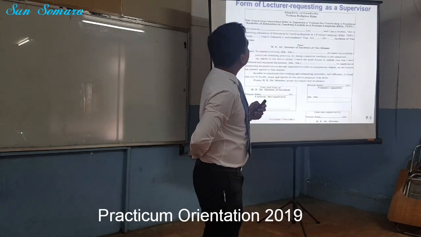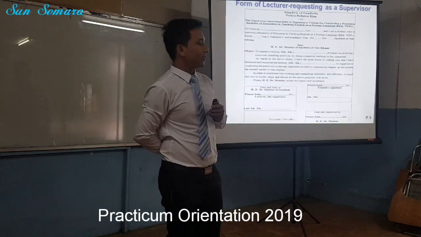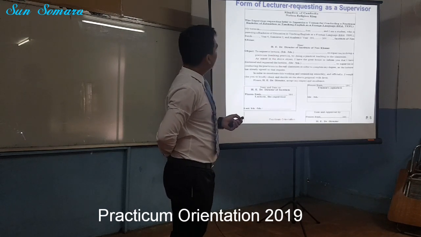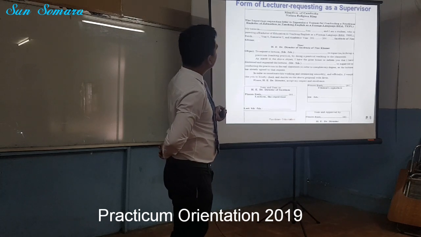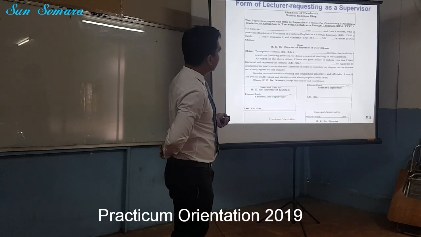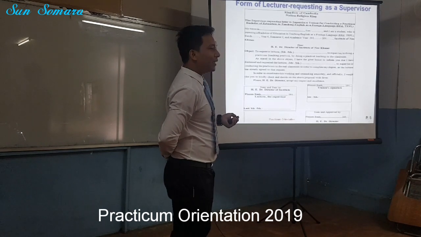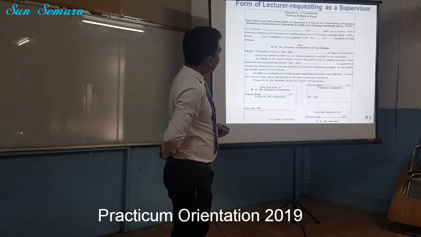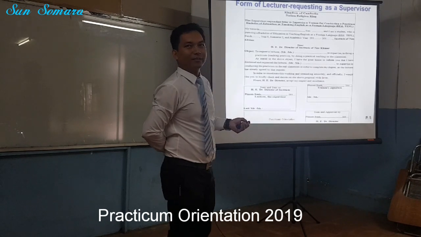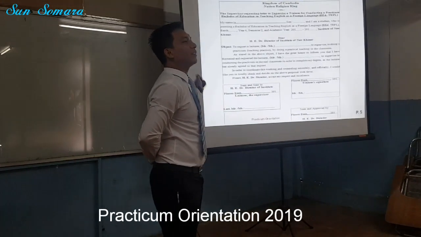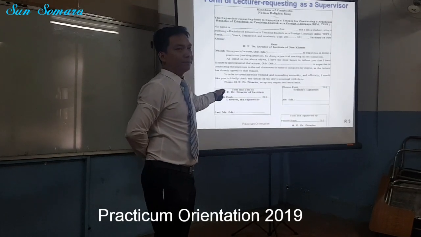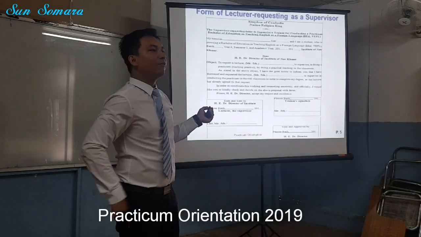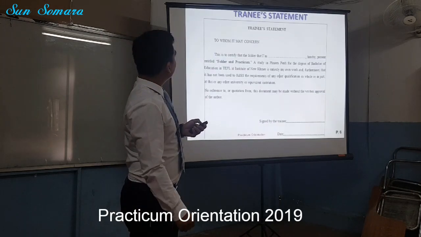Next, we're talking about the form of lecturer requesting as a supervisor. As you can see, they have the form already. What you need to do is just fill in the form. The important point is here: which lecturer you want to be your supervisor. Right here. Then sign and submit to the school. That's it. Our institute already has this form. What you need to do is just go downstairs to the receptionist desk, ask for it, and then fill it in.